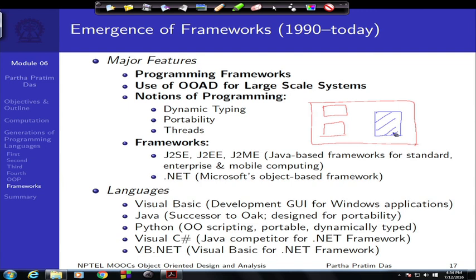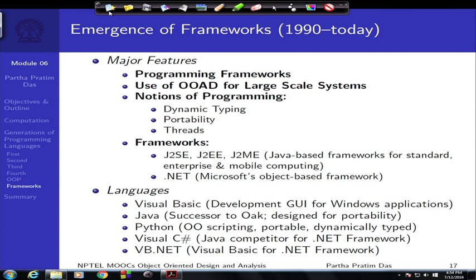So, framework based programming started to become more and more popular, and that is what made the use of object oriented analysis and design for large scale systems more and more possible. So, these are the major features in terms of notions of programming. A whole lot of dynamic typing notions got emphasized.